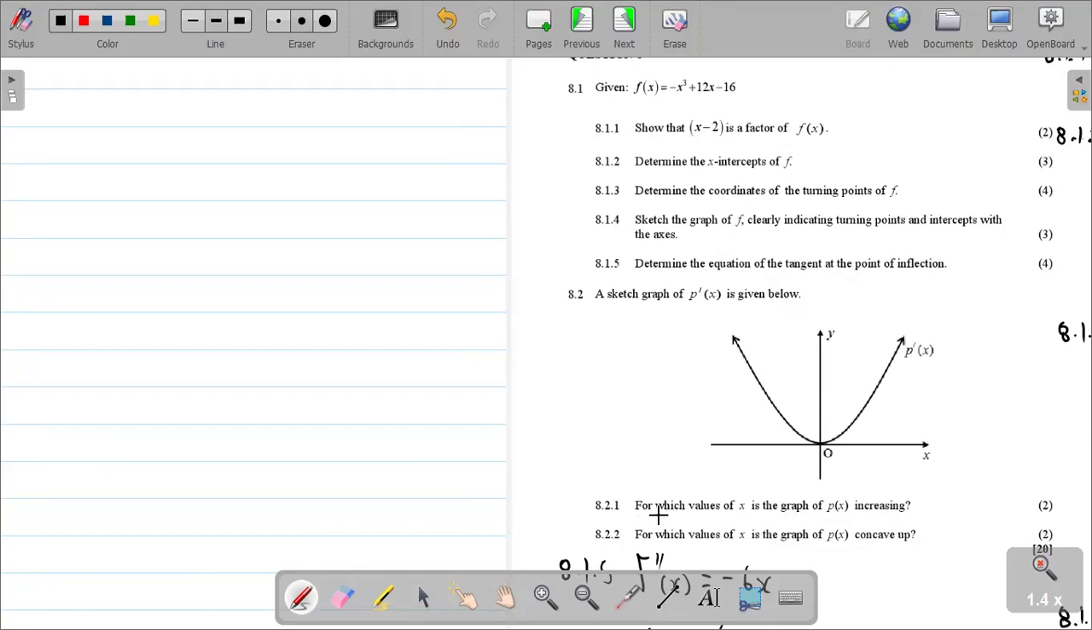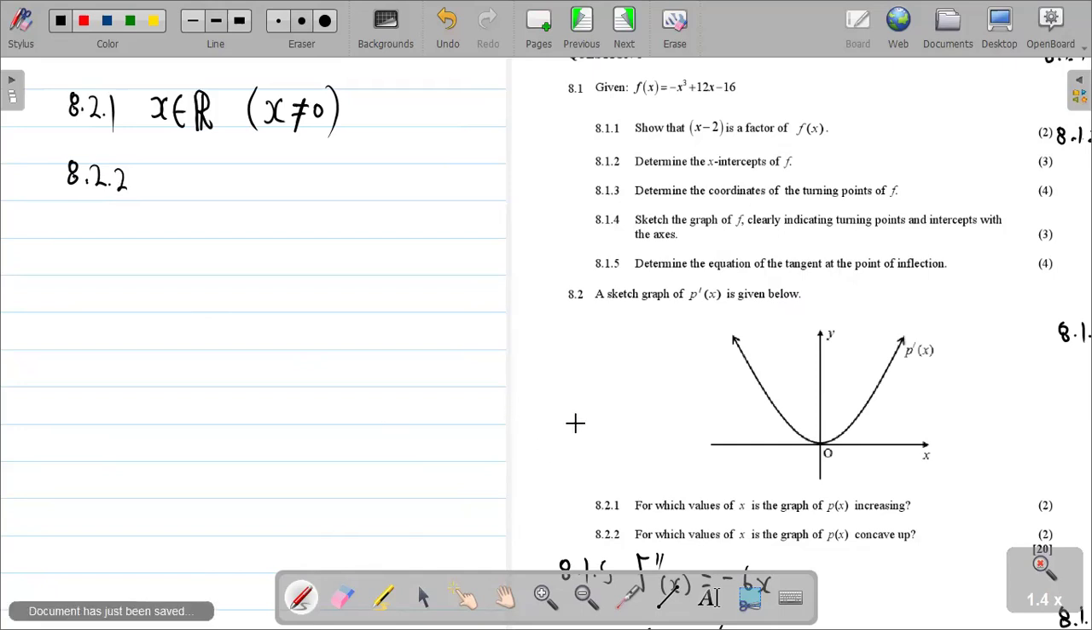When is the thing increasing? It's increasing when the derivative is positive. When it's positive. So 8.2.1 here, it is positive for all values except for at 0 here at the origin. So it's all the real numbers except what? x is not equal to 0. At 0, it is not increasing. It's stationary, isn't it? It's 0.